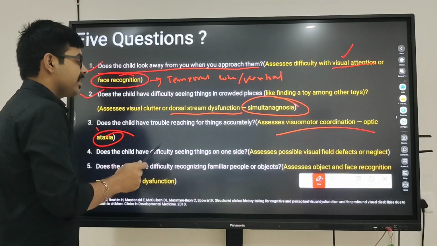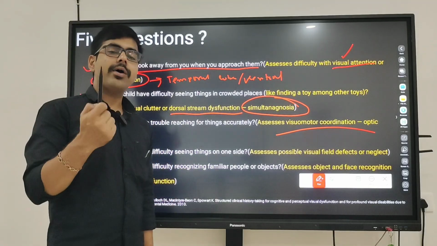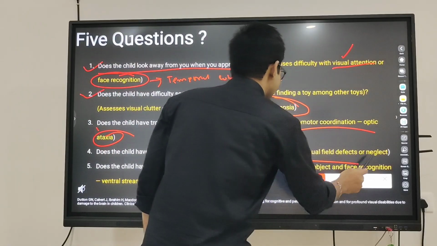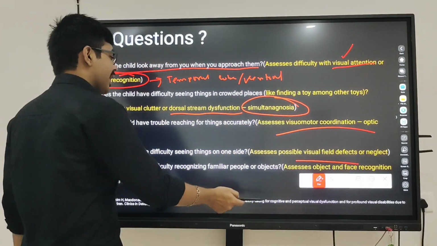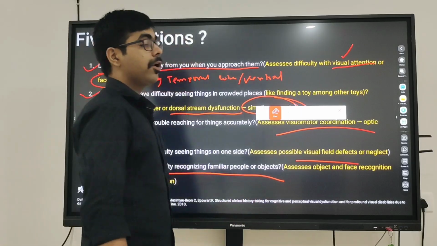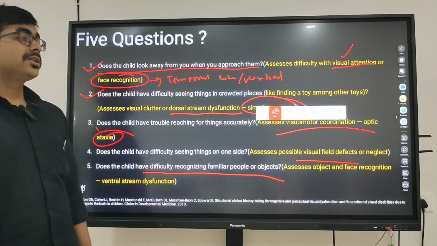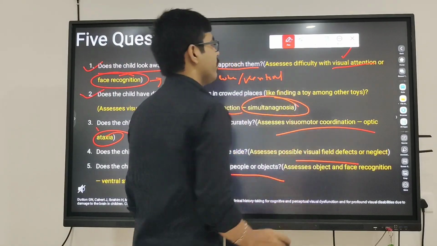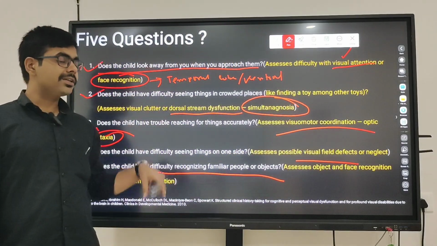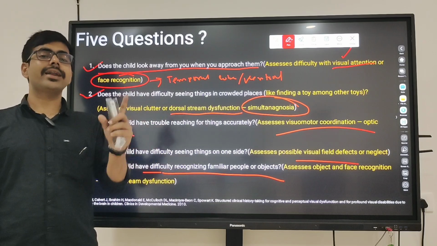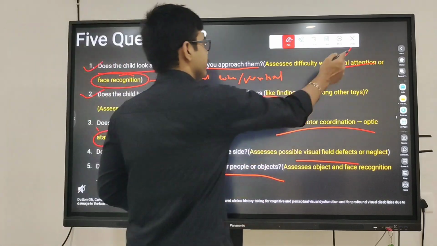Does the child have difficulty seeing things on one side? We are trying to identify whether there is a visual field preference present or not. And the last is, does the child have problem with identifying, recognizing familiar people or objects? Again we are trying to identify the ventral stream problem. If you notice these 5 questions, you can understand that whatever questions we are asking, we are trying to get the information from the 10 characteristics that I have discussed earlier.